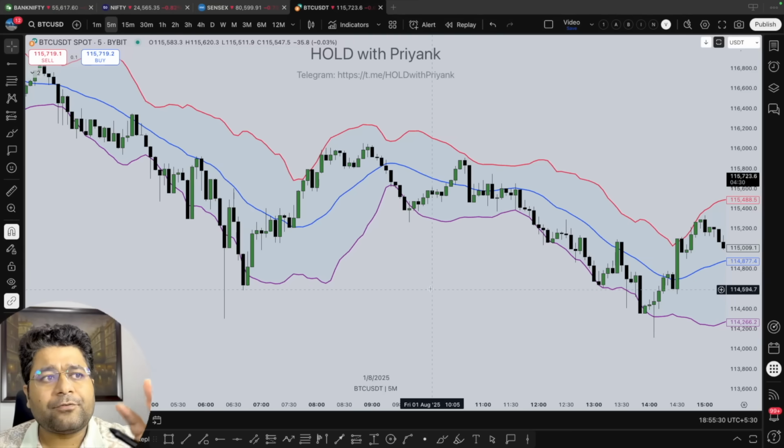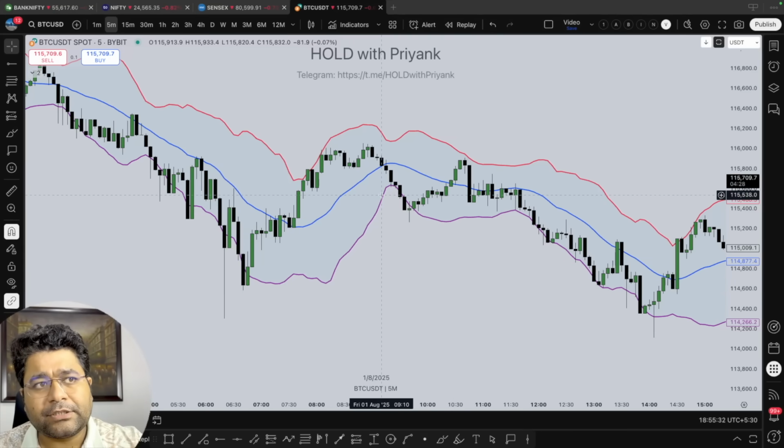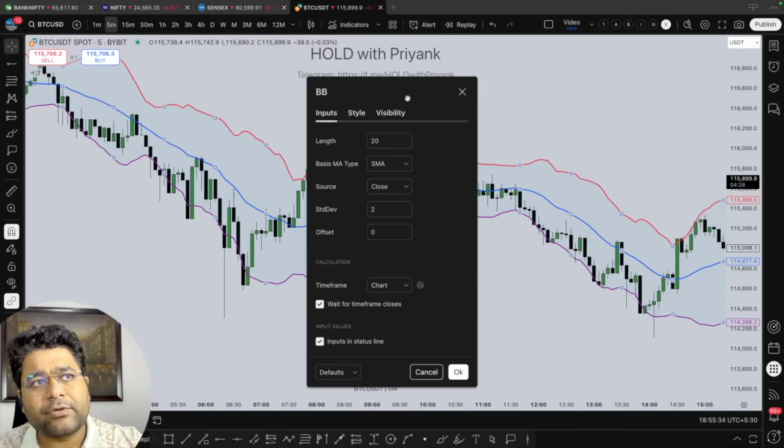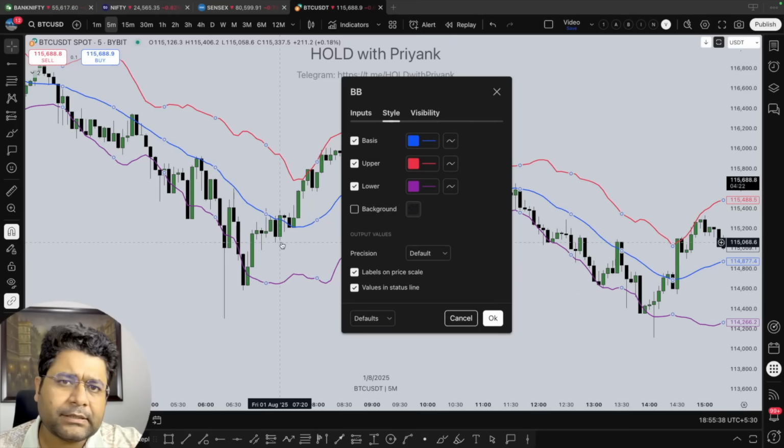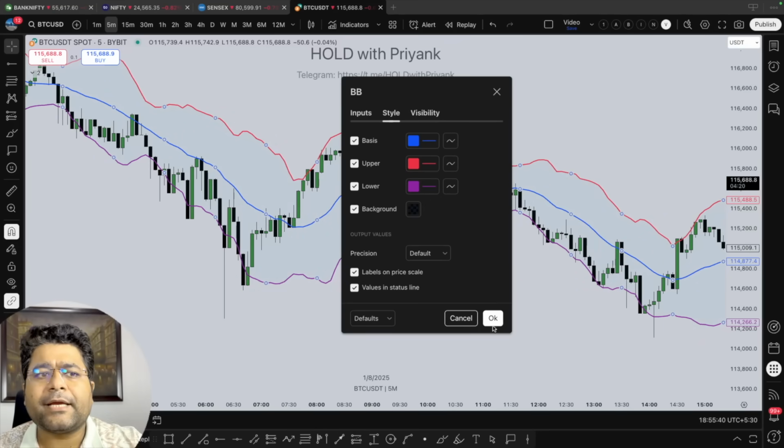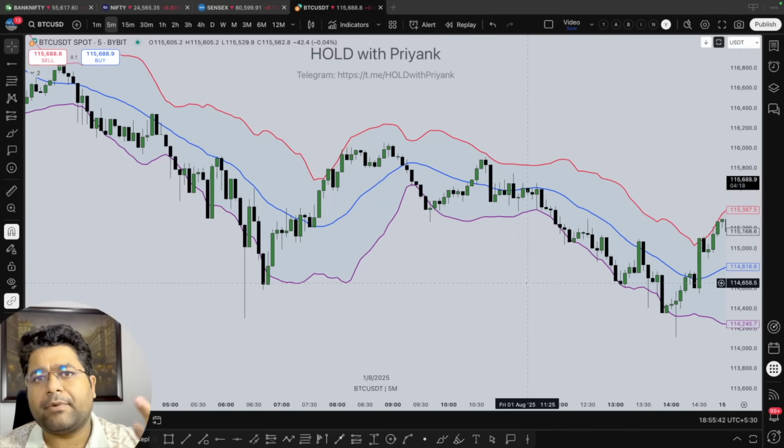Now you don't have to fear how this chart looks. You can even change the background. If you think the background is creating the problem, you can go in style and remove the background. It will appear the similar chart as you use, but I like to keep it in the background. I don't know why, but I feel it good.